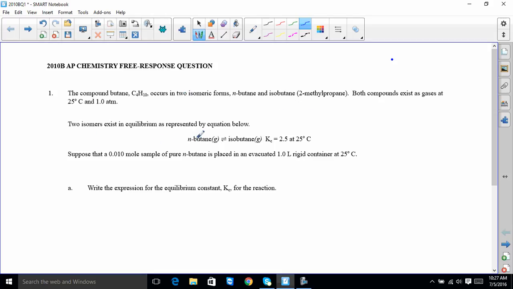So here's the isomer, butane gas and isobutane gas, that goes back and forth. And the equilibrium constant is 2.5 at 25 degrees. Suppose a 0.010 mole sample of pure butane is placed in an evacuated 1 liter rigid container at 25 degrees. Write the expression for the equilibrium constant.